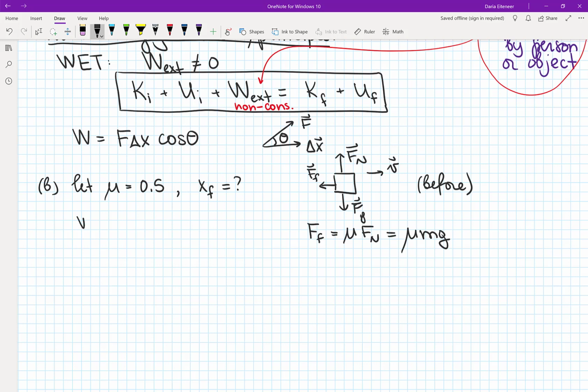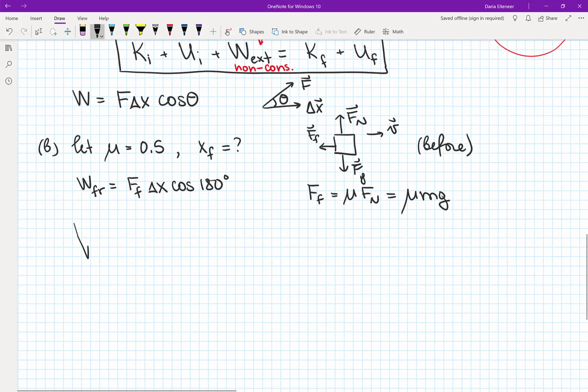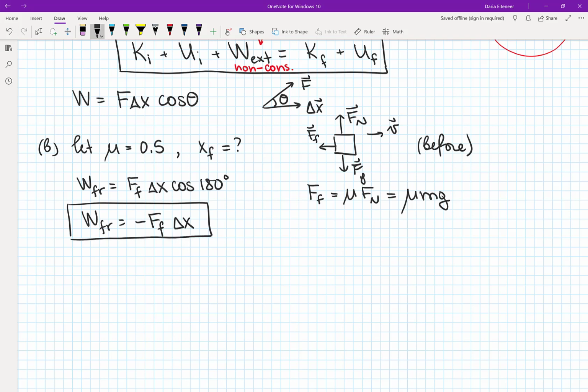And why do we need the force of friction? Because we have to figure out what this work done by the force of friction is. I'm going to use subscript FR because I don't want you to think about it as final. There is no work initial or work final. It's a change, right? It's a transfer. So this is going to be force of friction times displacement times cosine of 180 degrees. By the way, this is actually a lot more general than just application for this problem. But work done by the force of friction is negative force of friction times delta x. I'm actually going to box this. We can use that in the future as well.